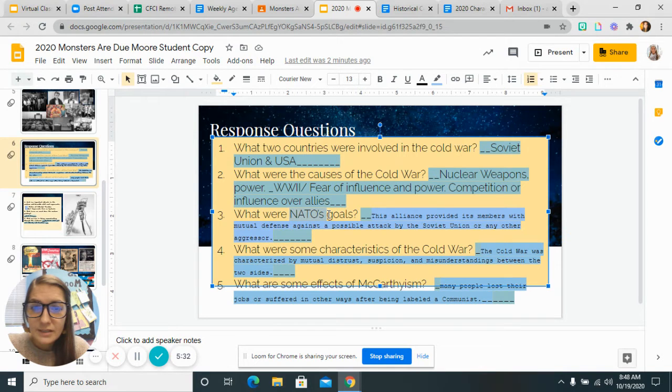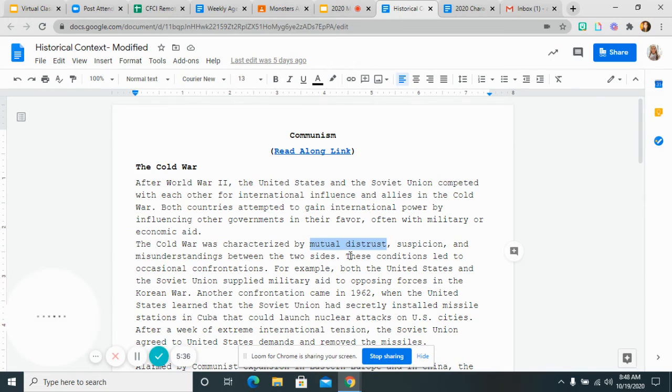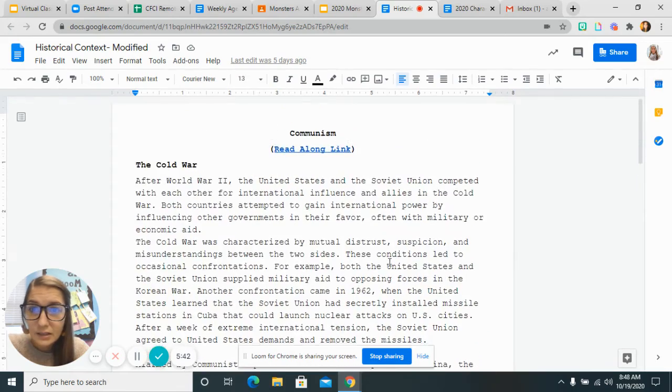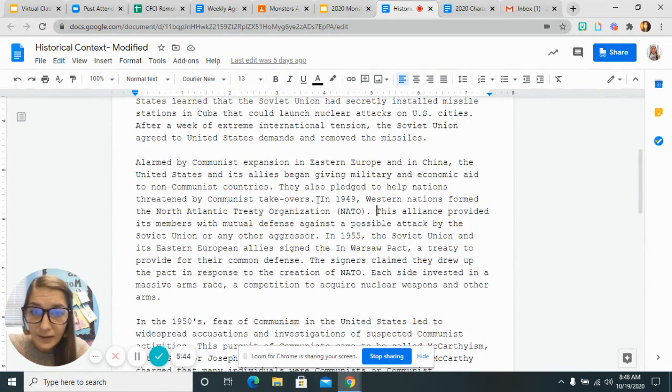NATO is an organization that was created in order to basically put up safeguards so that this would never happen again. So in the third paragraph, it talks about NATO. In 1949, Western nations formed the North Atlantic Treaty Organization, or NATO. This alliance provided its members with mutual defense against a possible attack by the Soviet Union or any other aggressor.